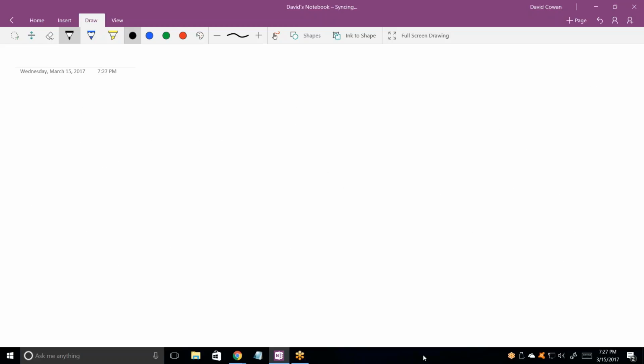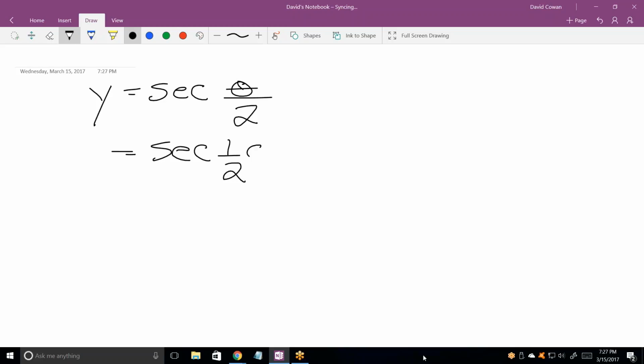Okay. So the next one gets into secant. It's y equals secant theta divided by 2, which is the same as that. So the only thing happening to it, well, let's draw the secant curve.